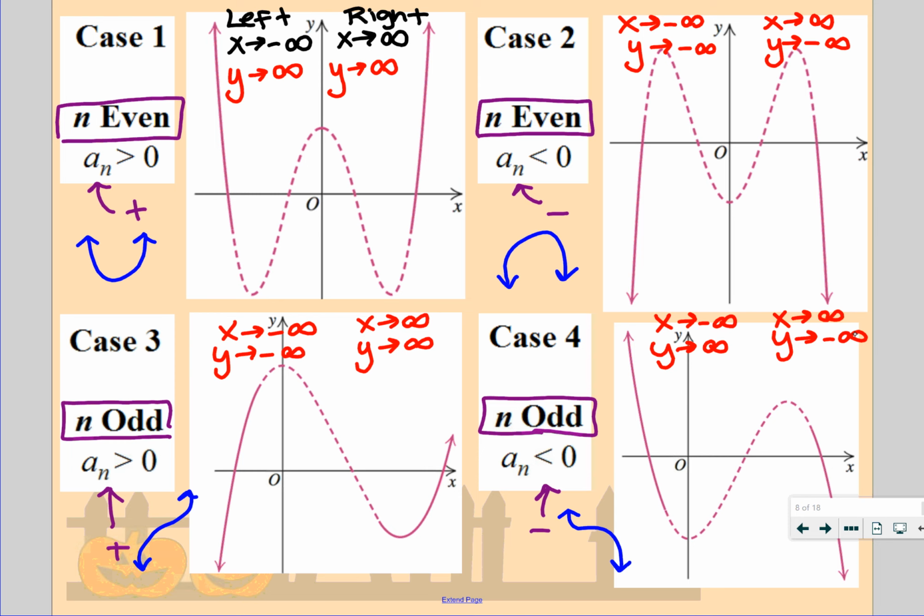All right, so make sure at minimum in your notes you have those four shapes. The conditions that will give us those four shapes, even, odd, positive, negative, and then what the end behaviors look like.